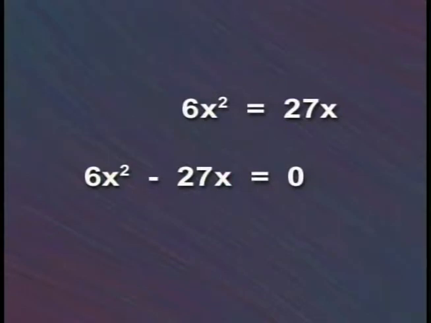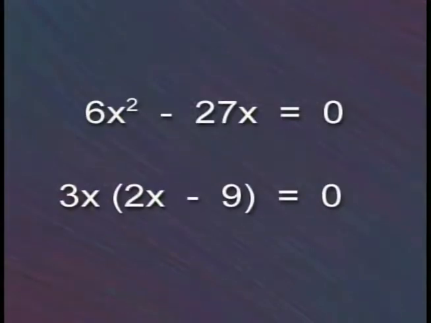Subtracting minus 27x from the right-hand side gives us the following equation. 6x squared minus 27x equals 0. Now factor this expression. Look for the largest integer and the highest value of x that will divide into each expression. For this problem, 3 is the largest integer, and x is the highest value that can be factored. This factoring produces 3x times 2x minus 9 equals 0.